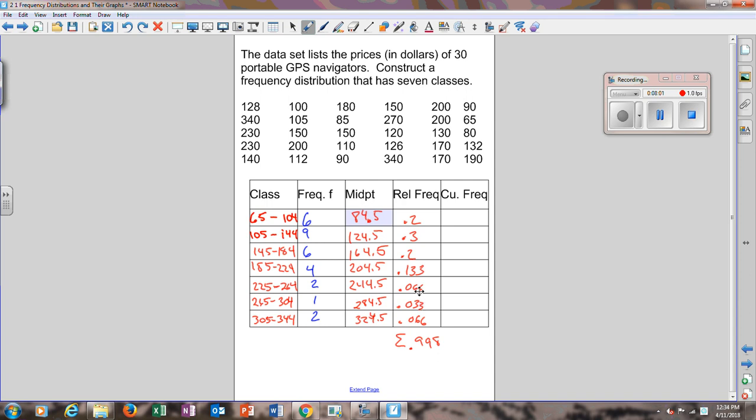Our cumulative frequency, 6. Then you add the next class on, which is 9. So 6 plus 9 is 15. 15 plus 6, 21. 21 plus 4, 25. And 27. 28, and 30. So your cumulative frequency should be the number of your sample size, n, which is 30. So you did good.